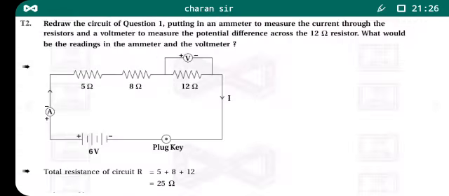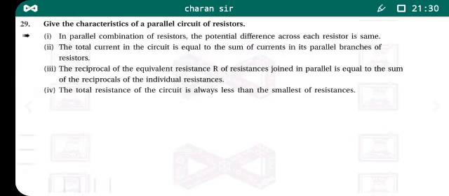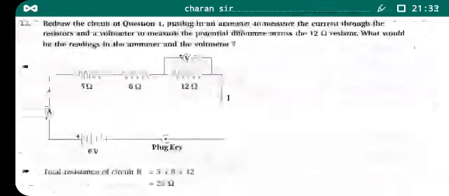Okay, so we stop here. In the next video we will learn about the characteristics of the parallel circuit of resistances. Okay, thank you.